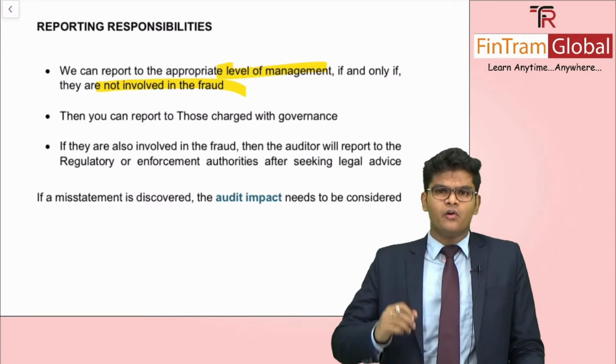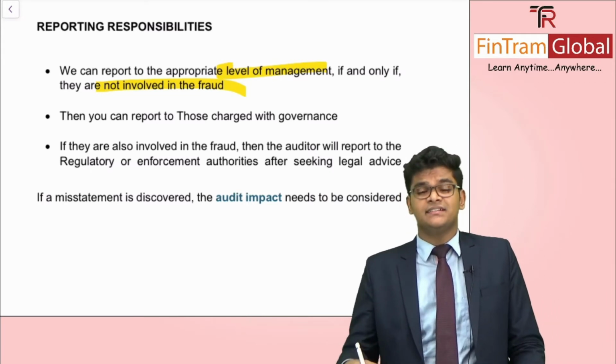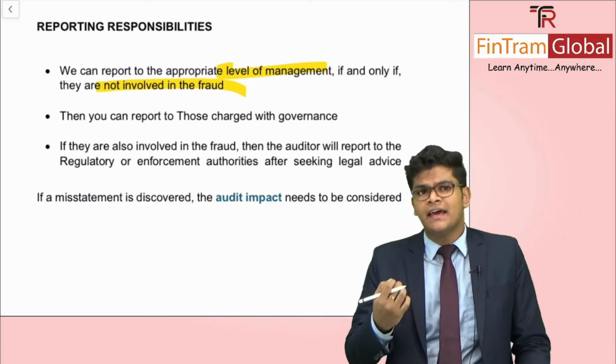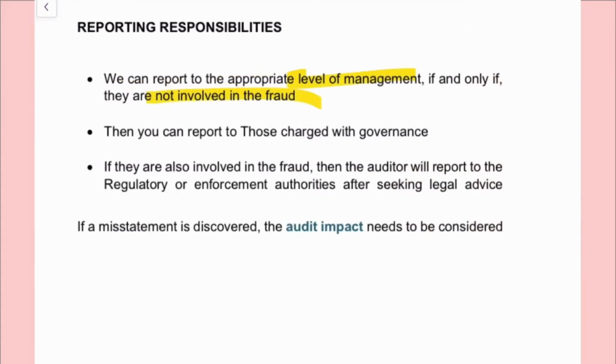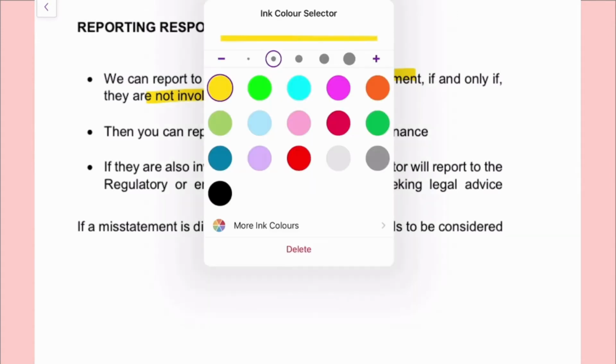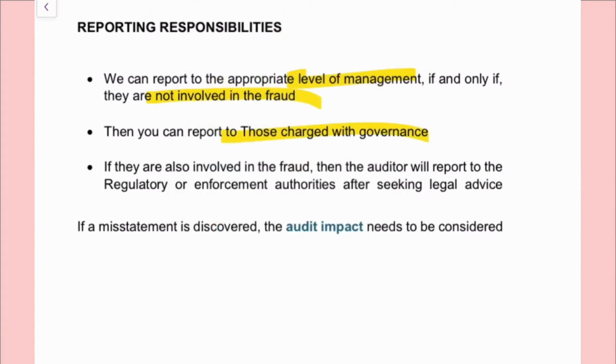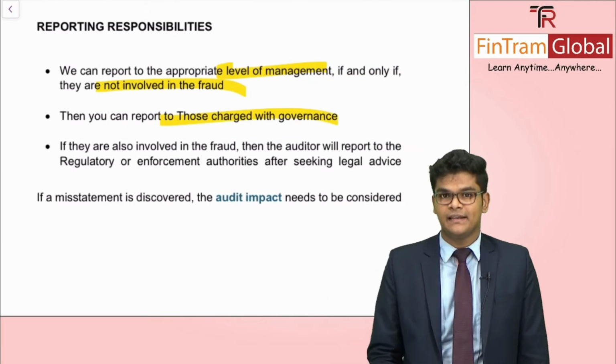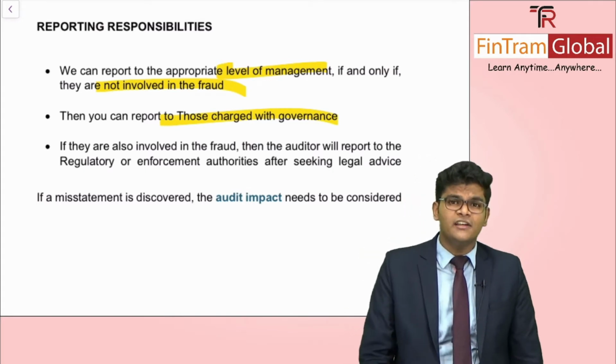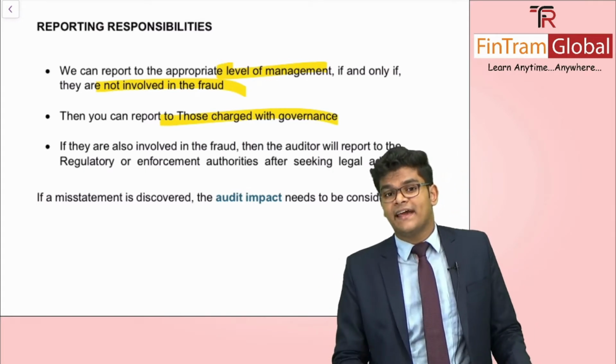Now, if the audit committee is not taking any action, then report directly to the management. And then, if the management is involved in the fraud, you can report to those charged with governance, which are basically the key executives at the top-tier management level, isn't it? Now, what if they are also involved in the fraudulent activity?